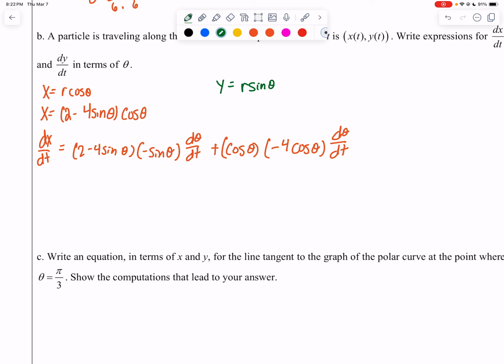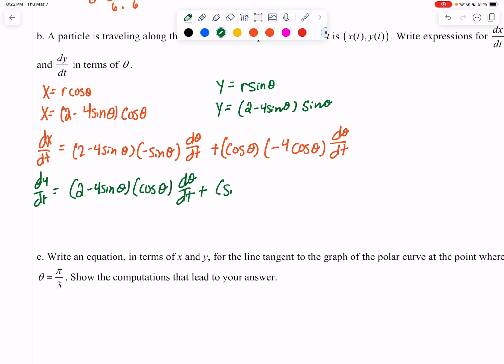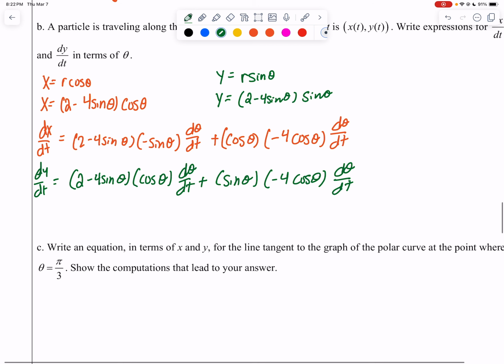We're going to do the same thing for r sine of theta. So instead of cosine, we have sine. So very similar process for dy dt here. So I have first times the derivative of the second plus second times the derivative of the first. Then, of course, don't forget about chain. And keep it like that and call it a day. So there is your dx dt, and there is your dy dt.